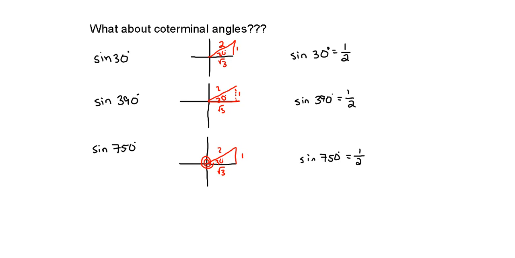So coterminal angles end up having the exact same sines, cosines, and tangents. Once you spin around 360 degrees, it ends up being the exact same thing. So just a little extra information. This is bonus information. Because I'm awesome. So, sine of 750, sine of 390, and sine of 30: all the same thing. Alright.